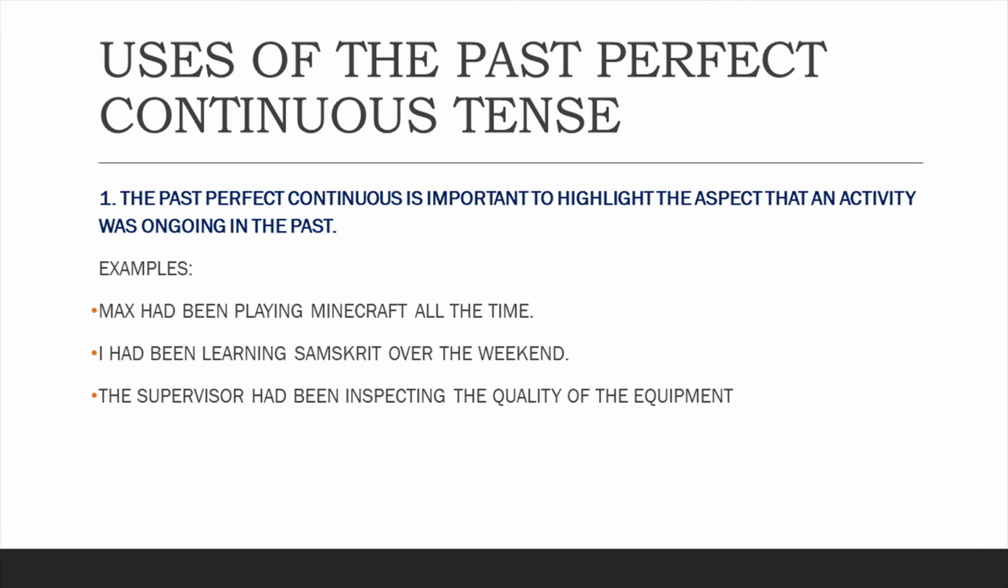The supervisor had been inspecting the quality of the equipment. Okay, the process of inspection is completely over. And you are in the present moment, but you're talking about that particular action when it was ongoing. Okay, so this is different from has. People, has is used with the present perfect continuous, and it is often confused with past perfect continuous. So with past perfect continuous, you use had with a D, and with present perfect continuous, you use has. Okay. Let's go to the next one.